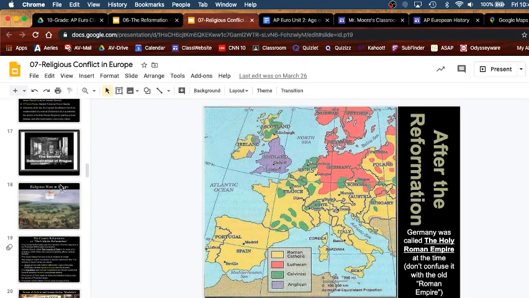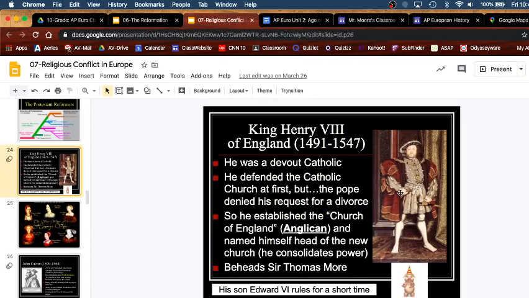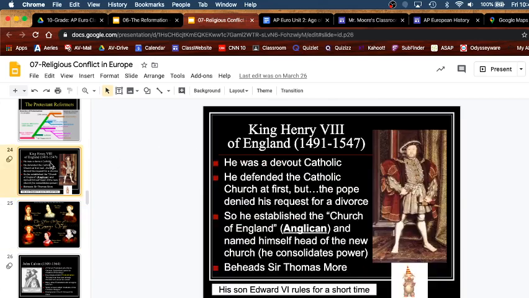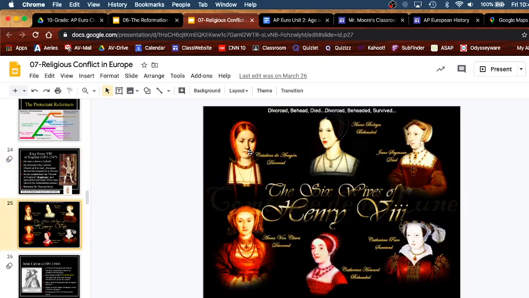I guess I would say the number one prime example of challenging religious authority in a country is Henry VIII. He was a devout Catholic and he defended the Catholic Church. But when the Pope denied his request for a divorce from his first wife, Catherine of Aragon, the daughter of Ferdinand and Isabella of Spain, he divorces his first wife, and it's a whole mess. They do have a daughter together, and that daughter is going to become known as Bloody Mary in history. I mean, there's a lot more always to the story.